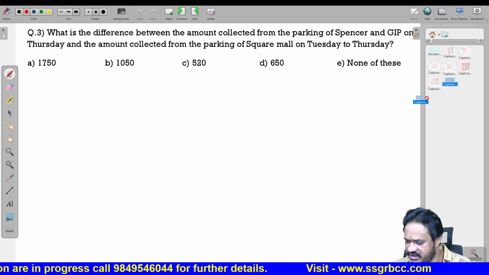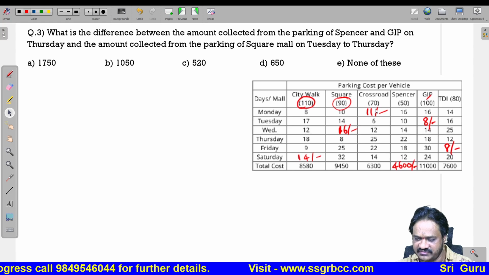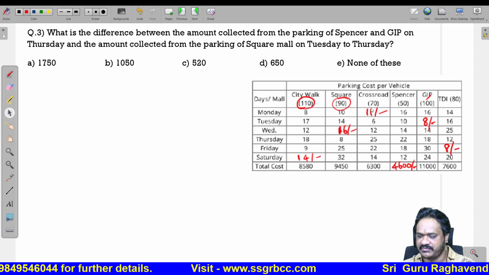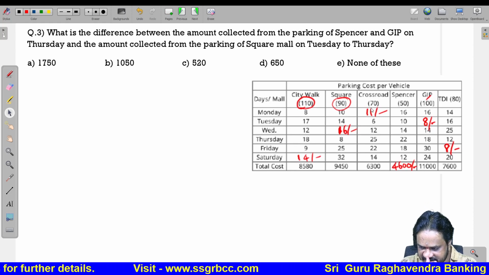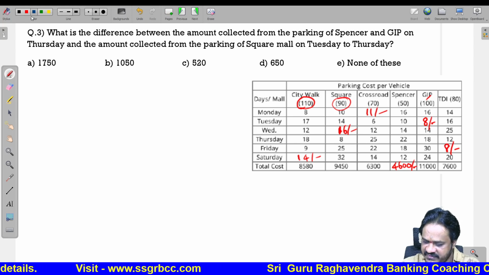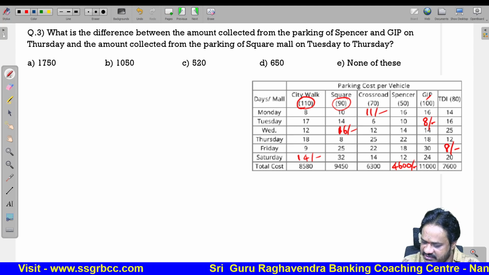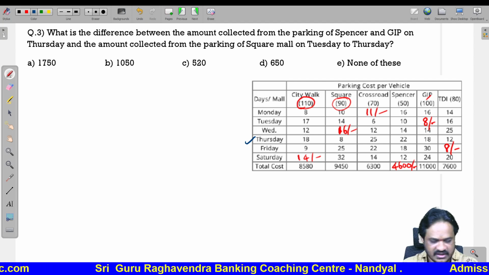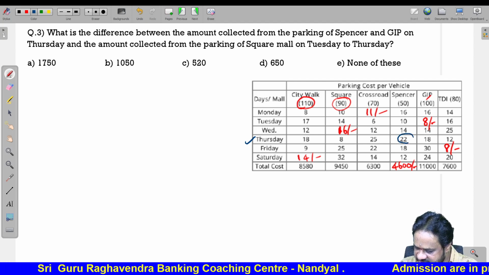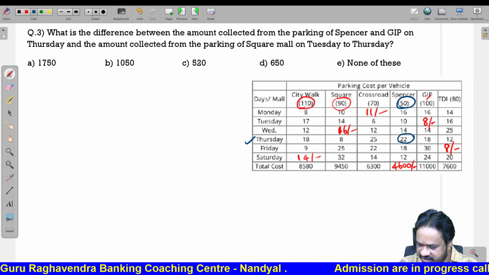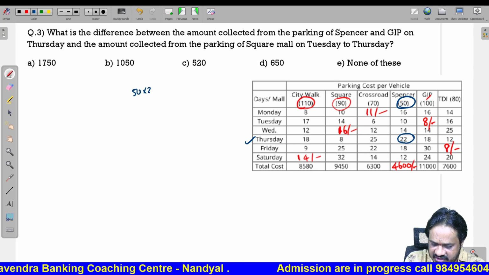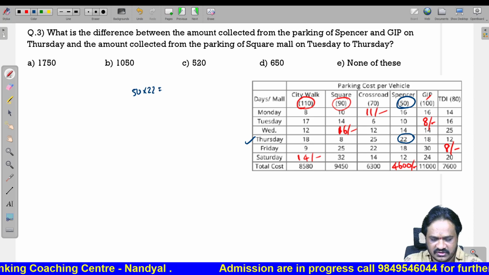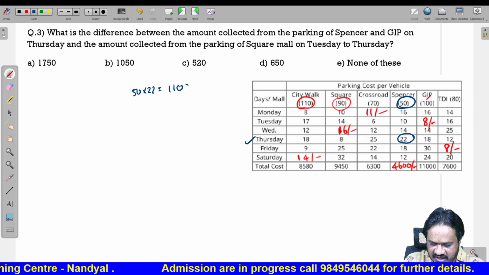What is the difference between the amount collected from the parking of Spencer and GIP on Thursday? Thursday Spencer value. See, Thursday Spencer is 22 rupees. We are having 50 vehicles. So 50 into 22, then this is 1100.